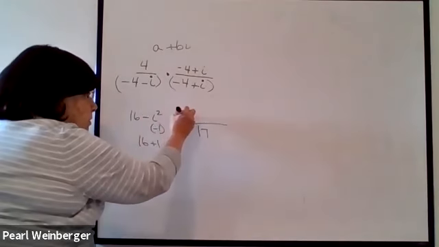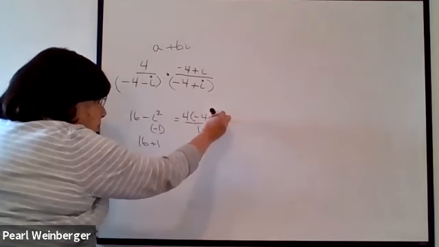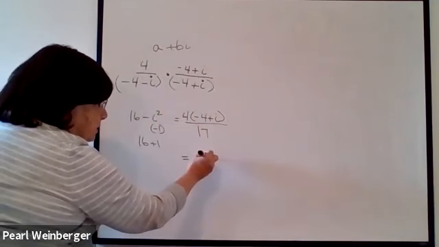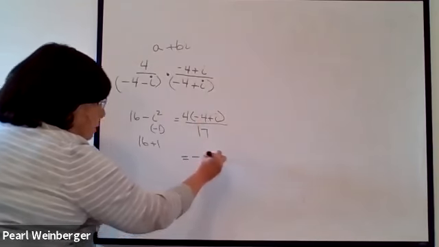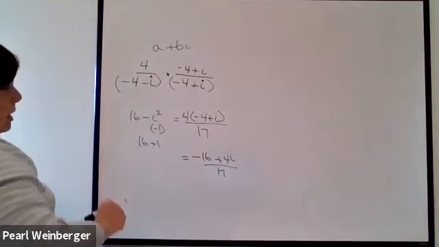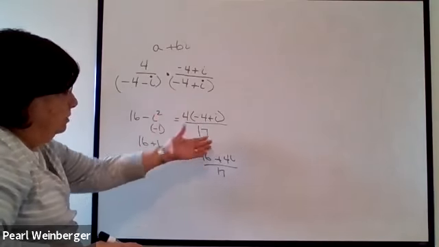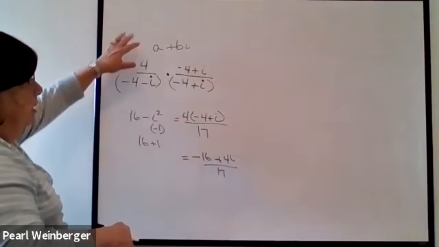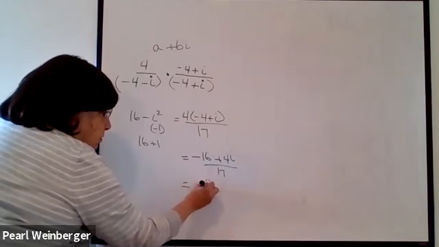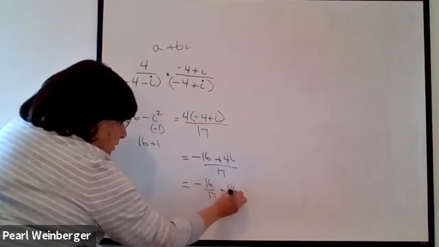Well, either we could leave it in what we call the factored form, like this, but usually we remove the parentheses and we get -16, 4 times -4, plus 4i over 17. If it doesn't say a plus bi form, it just asks you what's the answer, you could leave it like that. But if it asks for a plus bi form, then you want to separate it into -16 over 17 plus 4i over 17.